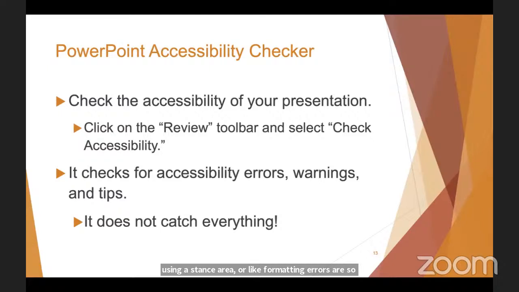Errors are things like missing alt text, images that are not in line. If your slides don't have titles, it'll check for that. Warnings are if there's insufficient color contrast, if any video or audio doesn't have captions, things like that. And then tips are things like you should add a slide title, and this should be unique, and it should be defined as the heading of the title. It's very helpful, but yeah.